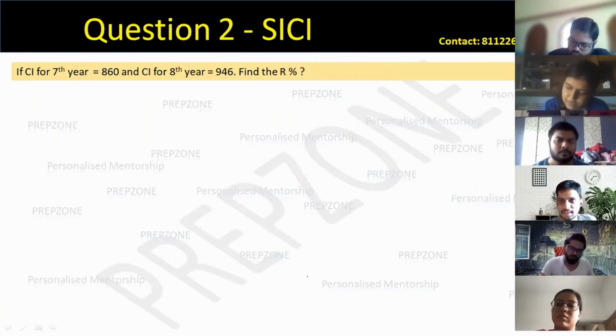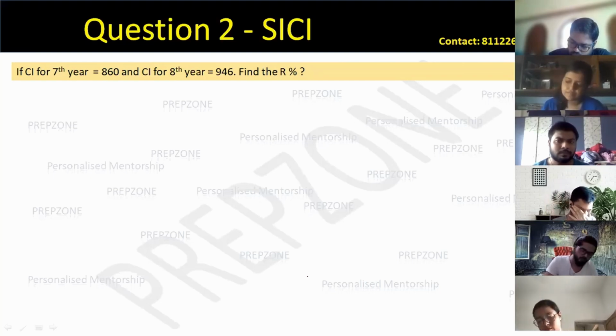So now let's move on to the second question. Simple question, but then people mess up. They actually try to use the formula of compound interest. बड़ी सी equation लिखेंगे and then they are gone.